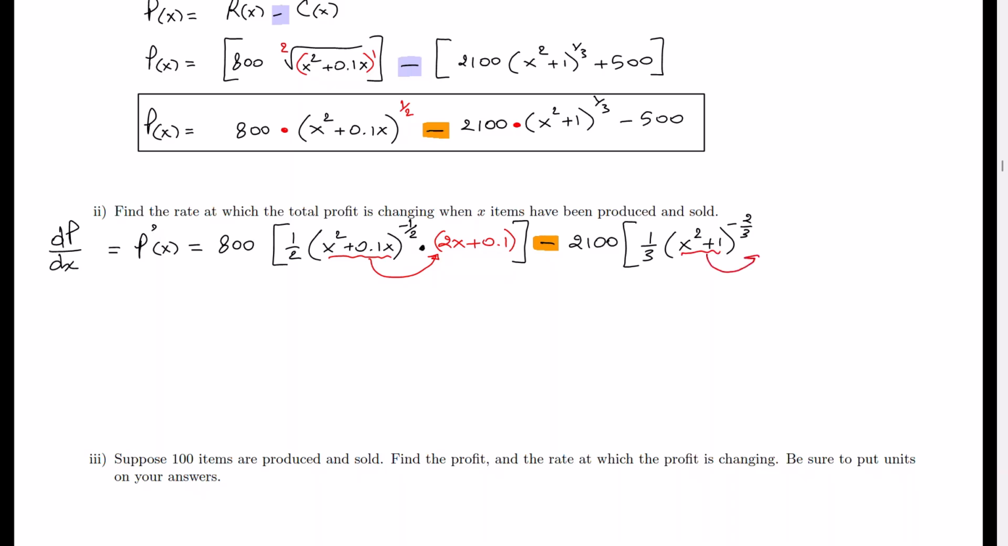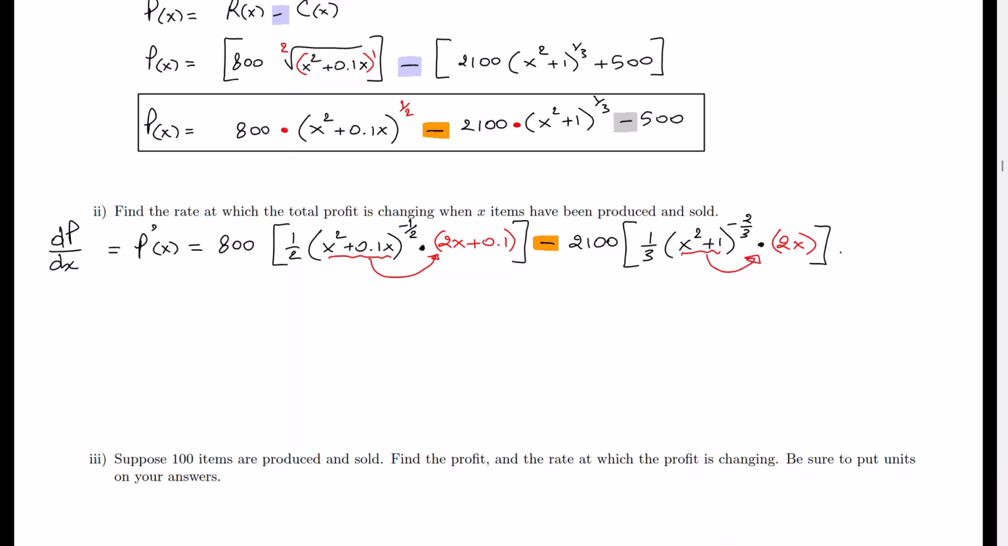I need its derivative next. So what's the derivative of x squared plus 1? It will be simply 2x, because the derivative of 1 is really 0, and that's the end of that second part. And finally, we have one more number to worry about. There's the negative, and the derivative of 500 is really 0, but you know what? Let's just not write it down. So this is it.